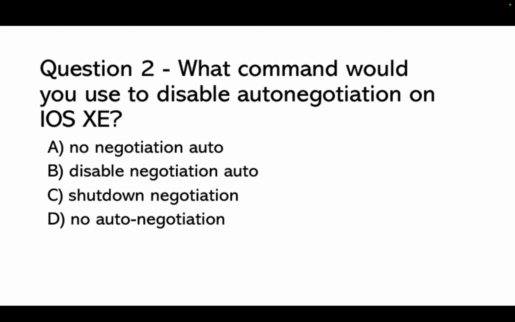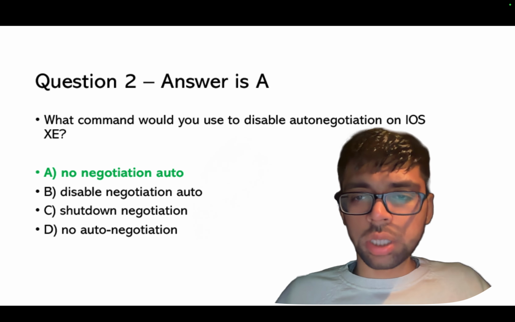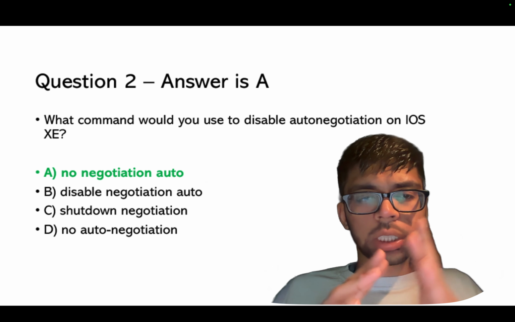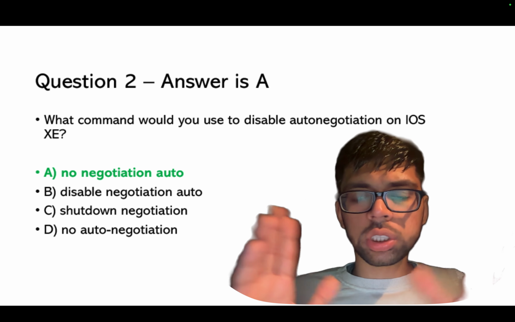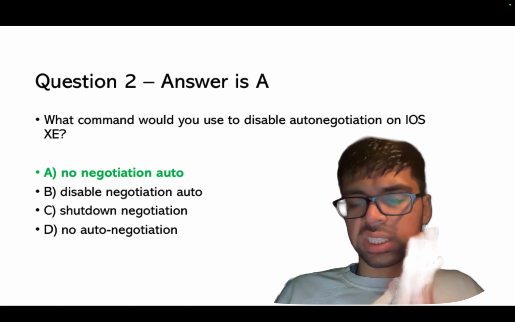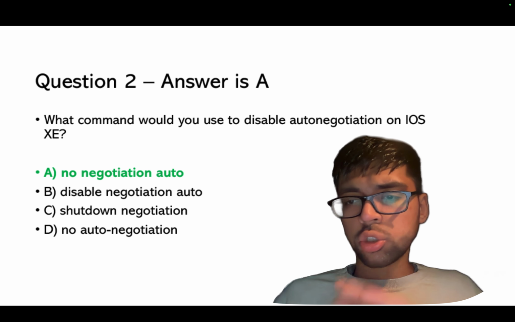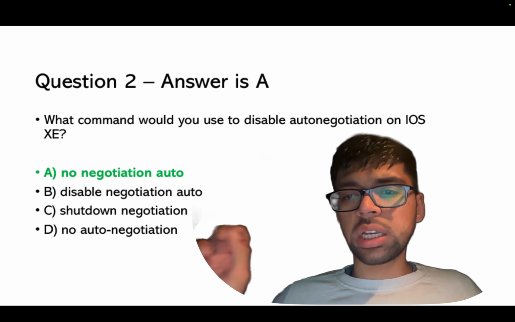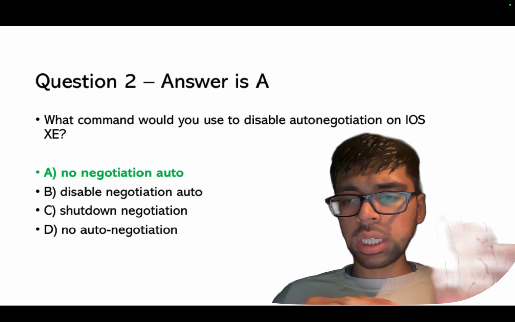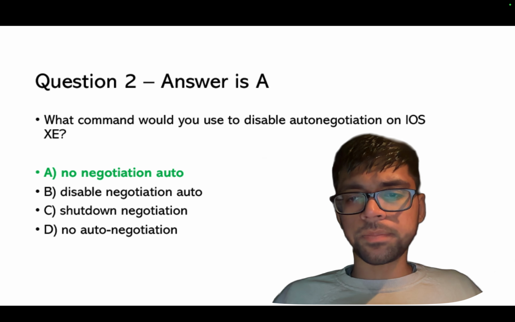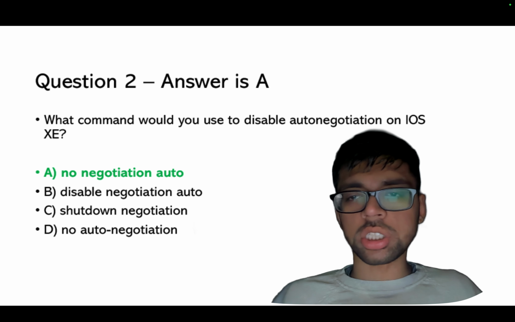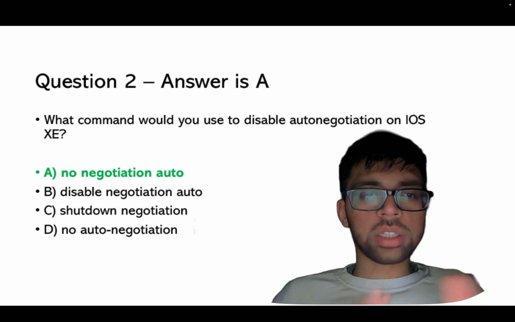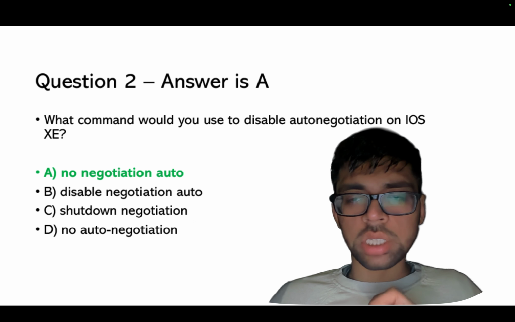Right, hope you had the opportunity to take the time and think about the answer. The answer is no negotiation auto. We talked about this earlier in the lesson, but no negotiation auto, that's the command you'd use to disable auto negotiation on iOS XE. Remember, it was talked about this being different from iOS. We configure our auto negotiation differently. iOS XE is different, and no negotiation auto is what you use in iOS XE.